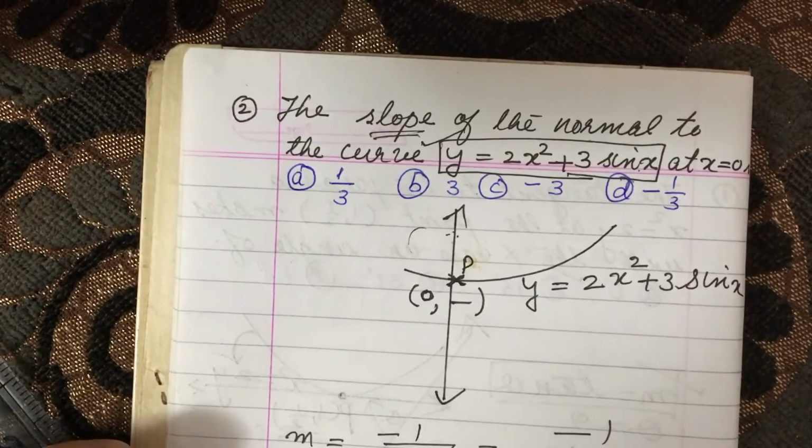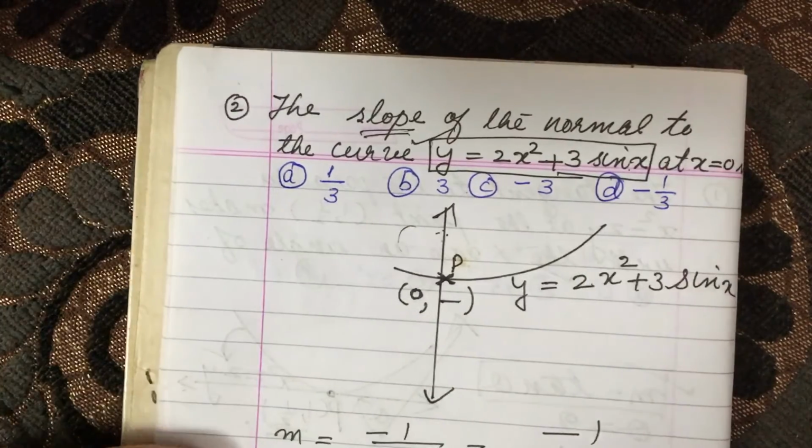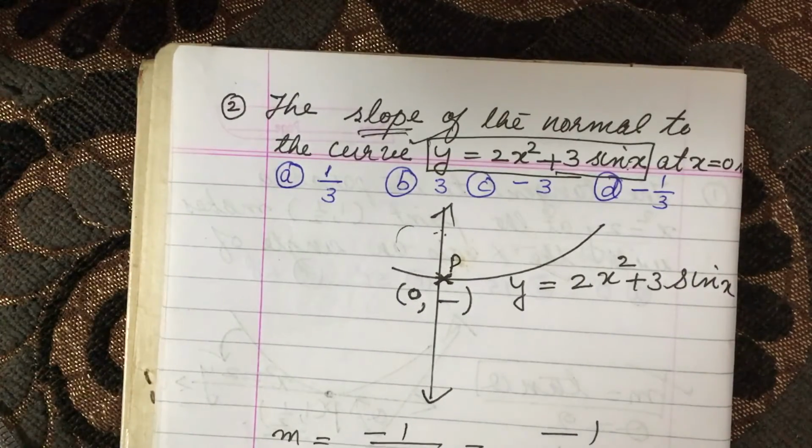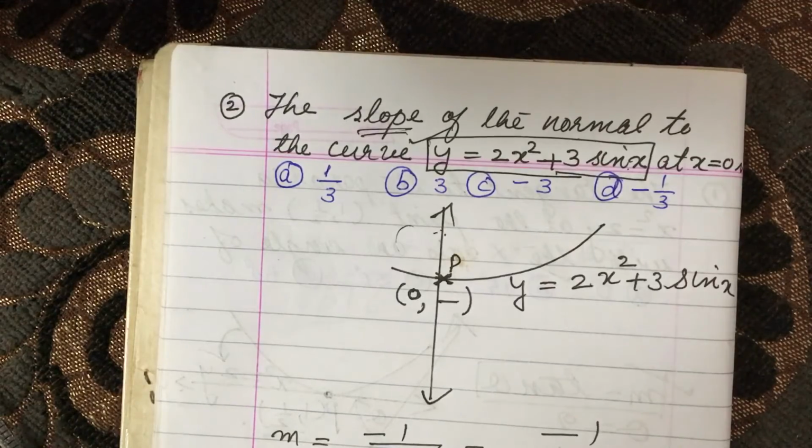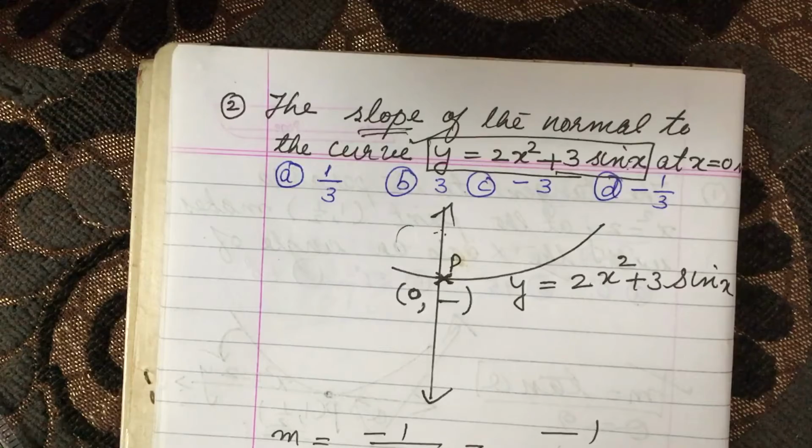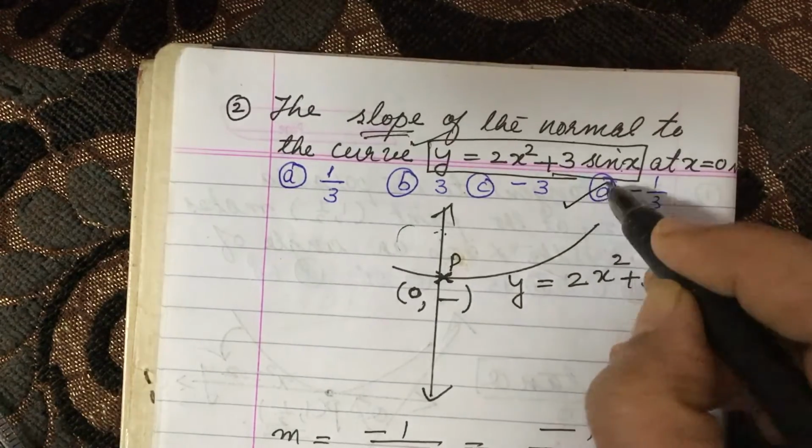At the point P, we can say at x equal to 0. How will you find it? You put x equal to 0 in this equation. So 4 into 0 plus 3 into cos 0. And the slope of the normal is minus 1 by that; cos 0 is 1. So minus 1 by 3. So D is the answer.